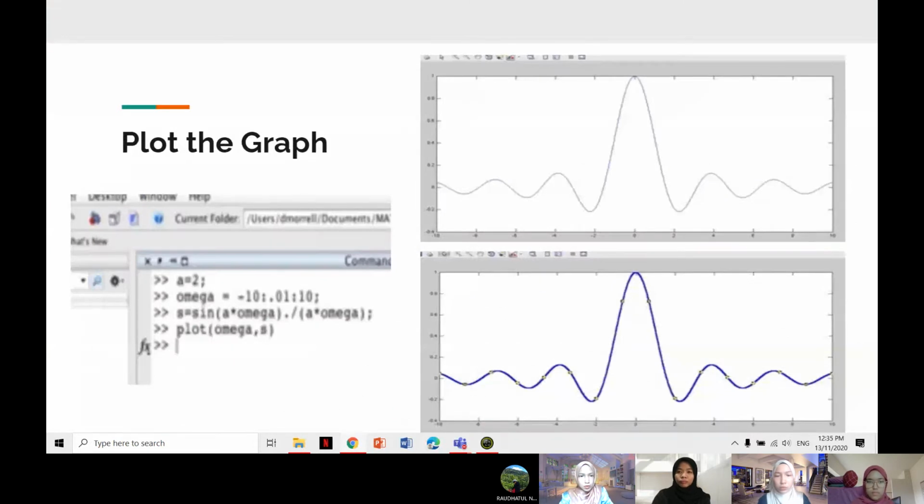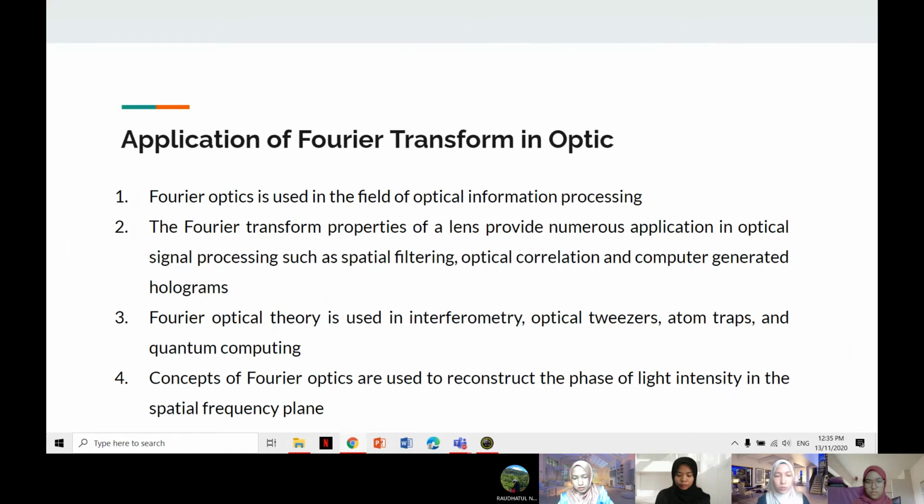Okay, then we plot the graph. We get the waveform like this. Okay, then next slide I will pass to the presenter, Raudatul Nazira.